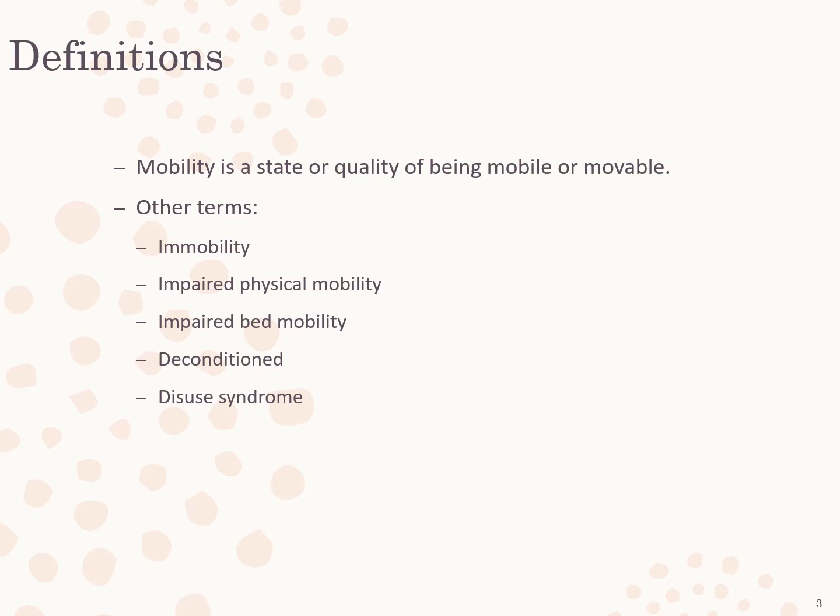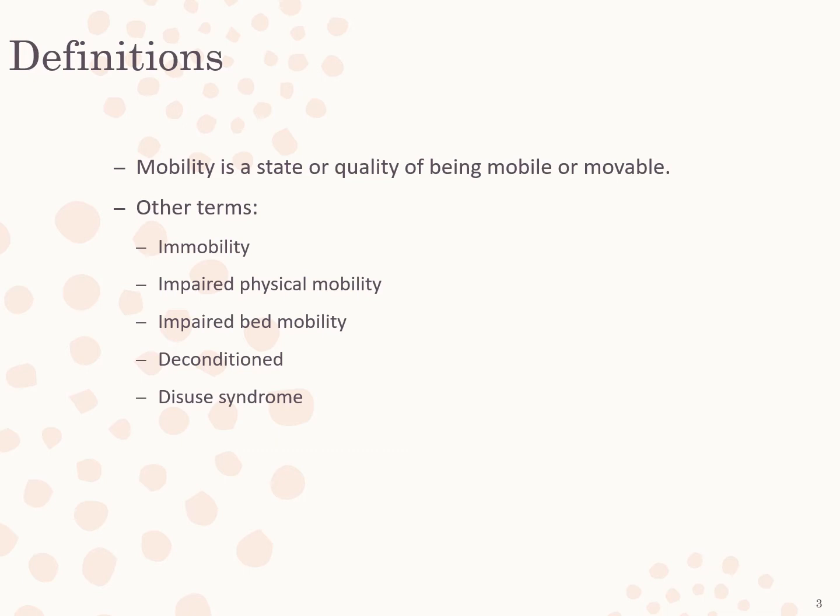For the purposes of this concept analysis, mobility is defined as a state or quality of being mobile or movable. There are many variations on the term mobility seen throughout the literature worth mentioning. The term immobility refers to an inability to move. Impaired physical mobility describes a state in which a person has a limitation in physical movement, but is not immobile. Although immobility is typically considered a negative state, there are times when immobility or immobilization is therapeutic. For example, the immobilization of a shoulder, if it has been dislocated, provides desired rest, recovery, and comfort.